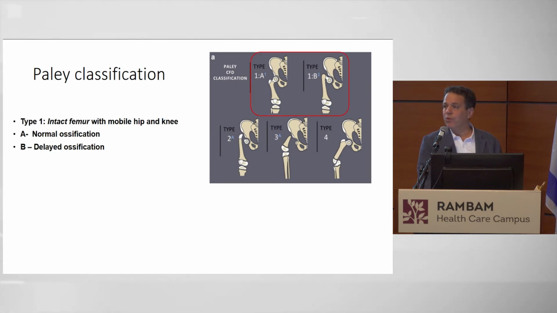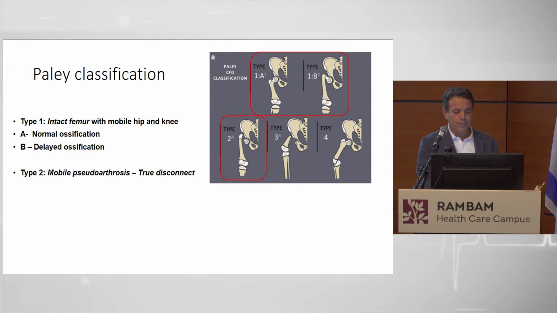So in general, we'll go through it slowly and elaborate on the things that are most important. So Pelli type A is intact femur with mobile hip and knee. That means the hip, the femoral head, and the femur move together as one joint. Type 1A is normal ossification, and type 1B is delayed ossification. Type 2 is mobile pseudoarthrosis, so there's true disconnect between the femoral head and the femoral shaft.